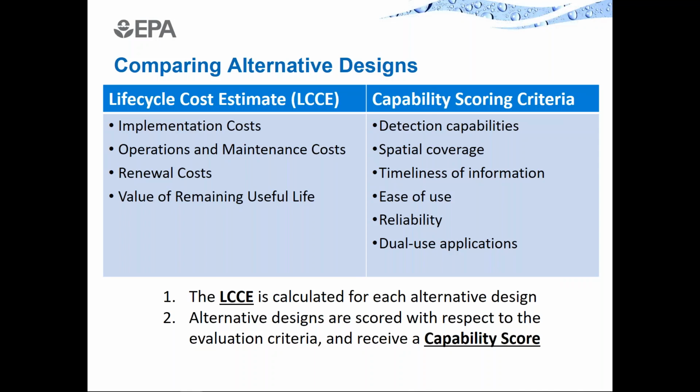Then the capability scoring criteria requires a little more creativity. And some generic ones that we can throw out for the purpose of an example are, you might want to evaluate options with respect to their detection capabilities, spatial coverage, the timeliness with which they provide information to users, how easy they are to use, how reliable they are, and so on. So what we do is we compute those two values for each alternative, a life cycle cost estimate and a capability score. But then we're left with two pieces of data that are in different units, essentially, for each alternative. So we need a way to reconcile that.